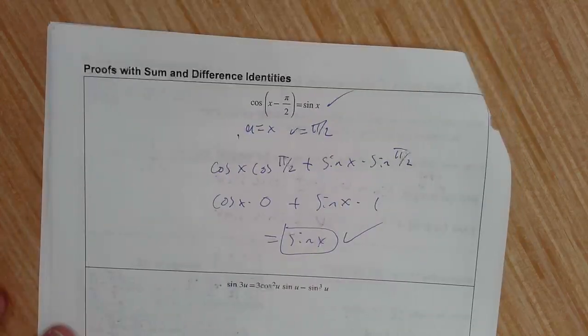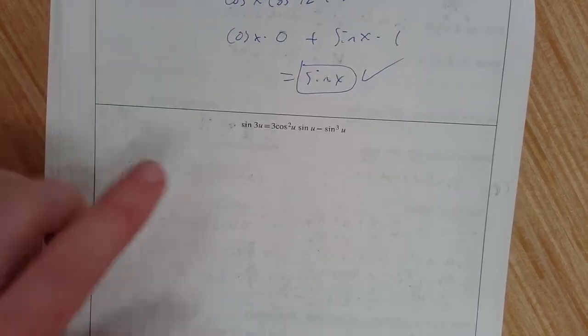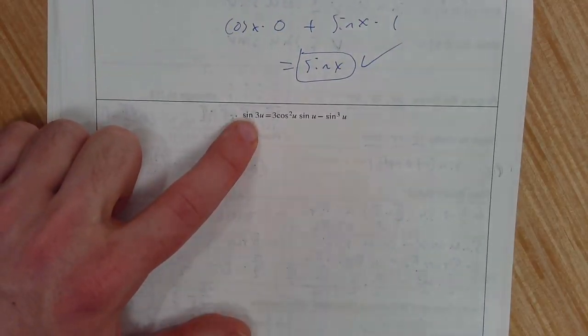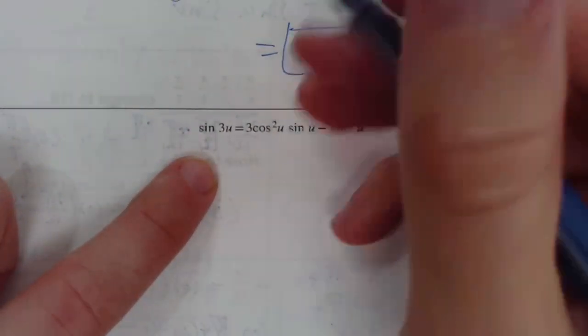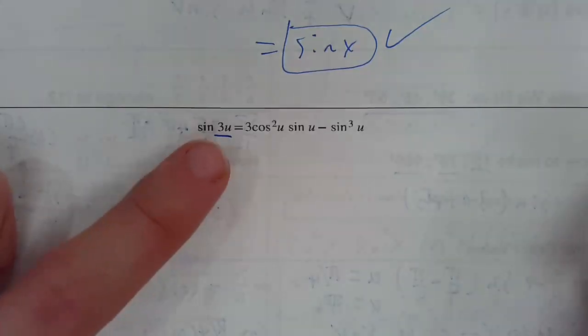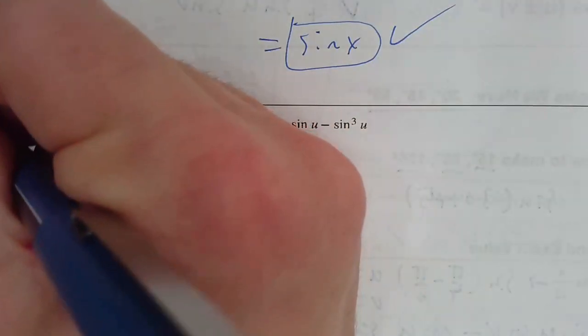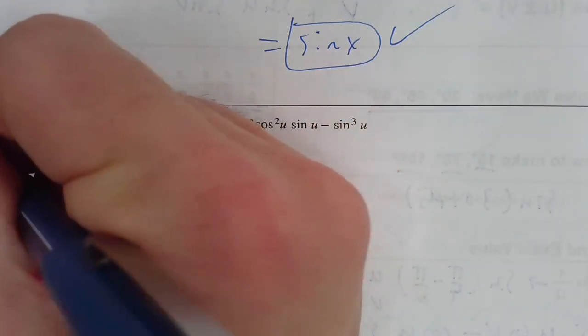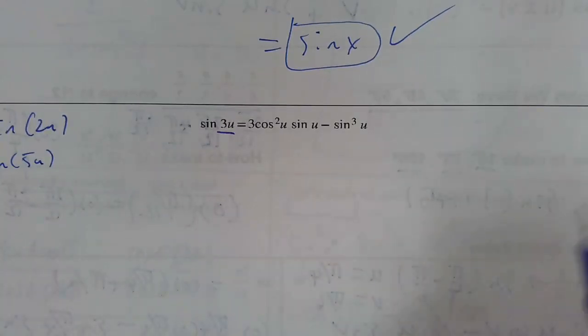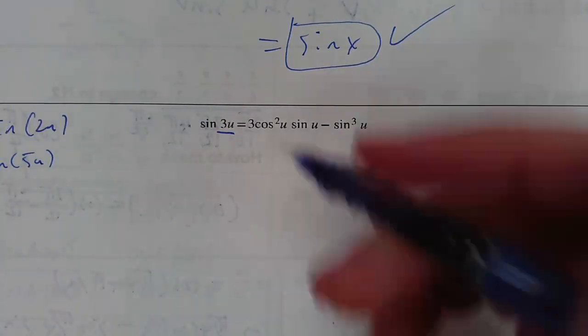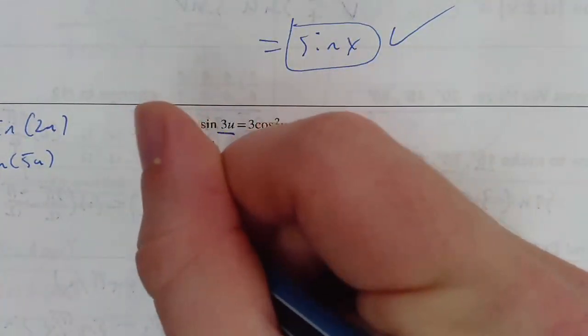Can I move down? Okay. So see how this is the hint here. We have a 3u right here. Whenever you're seeing something like sine 2u or maybe like a sine 5u even, that's a hint that you're going to use a sum identity.